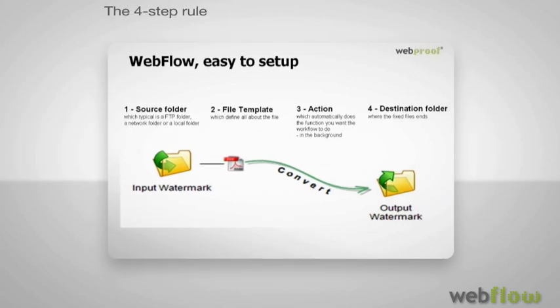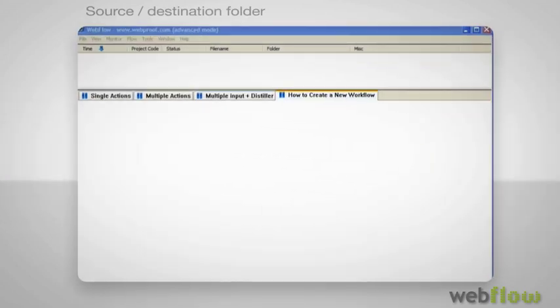Remember that a workflow consists of 4 elements: a source folder, which is typically an FTP folder, a network folder, or a local folder; a file template, which defines all the info about the file; an action, which automatically performs the function you want the workflow to do in the background; and a destination folder, where the processed file ends. When you remember those 4 steps, you can go on and on adding new workflows to existing workflows. It's only your imagination which limits you. Remember, just 4 steps. First, let's choose a source and a destination folder.